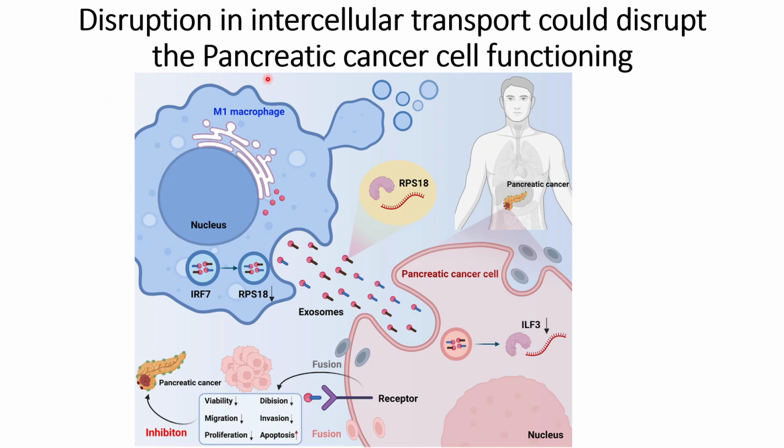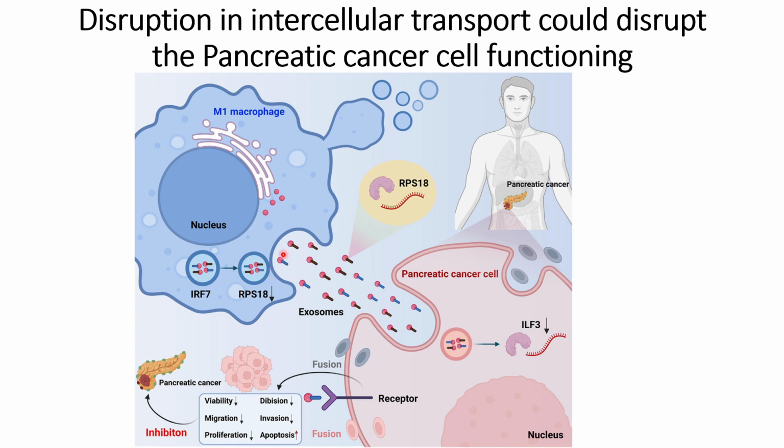Today we will discuss pancreatic cancer cells and how their functioning can be disrupted by disrupting the intercellular transport that helps in maintaining the functioning of the pancreatic cancer cells. And one of the intercellular transport molecules that this paper discusses is RPS18.